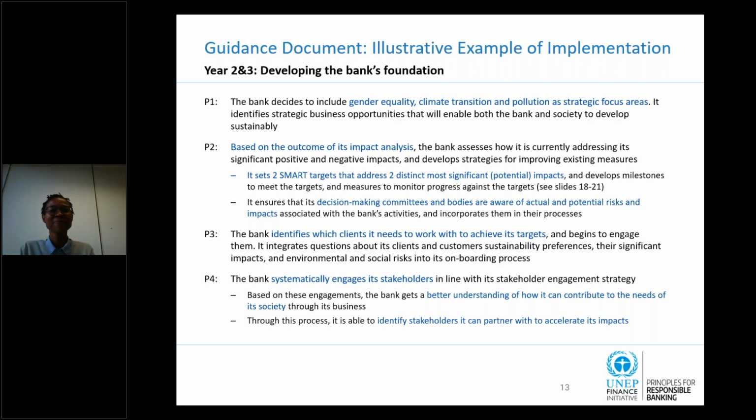And so moving into principle 2, based on the outcome of the impact analysis, it's working through how it can really take action on positive and negative impacts. It actually starts to develop strategies for improving the measures that it has as well. So importantly, it starts by setting a SMART target that's going to address 2 of the most significant impacts, and it works through the milestones around how it's going to achieve that target and the measures to monitor progress against those targets as well. And that process, if you like, is set out later in this deck as well.